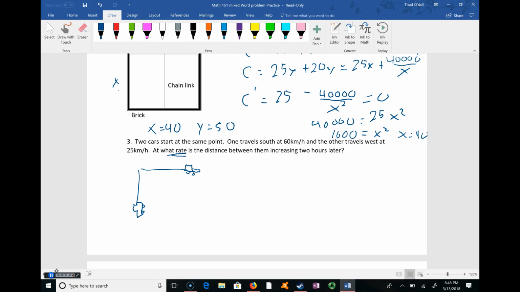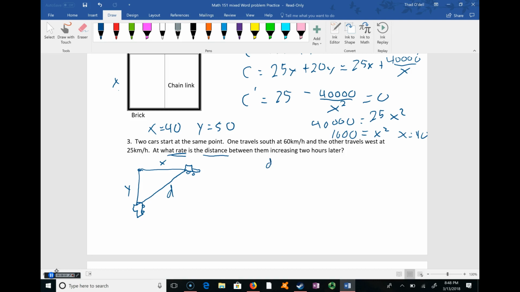And the one going south is going 60 kilometers per hour, so we'll call that y, and this one x. So now remember, my y represents the distance the car has traveled, and the x represents the distance the car has traveled. So it has nothing to do with speed, it's distance they've traveled. And then the distance I'm looking for would be this distance right here, d.